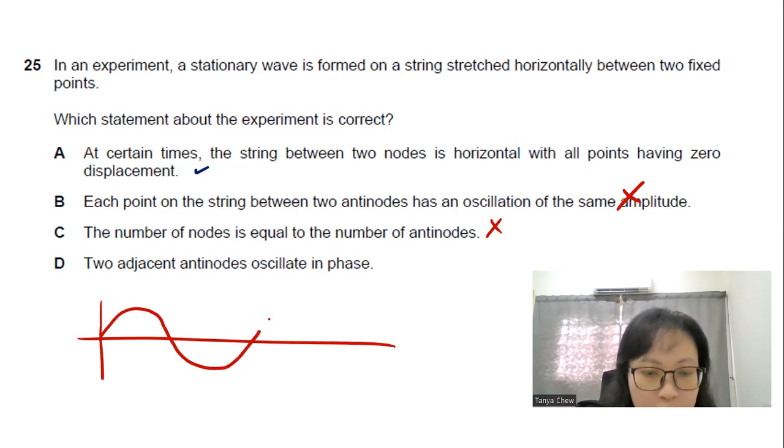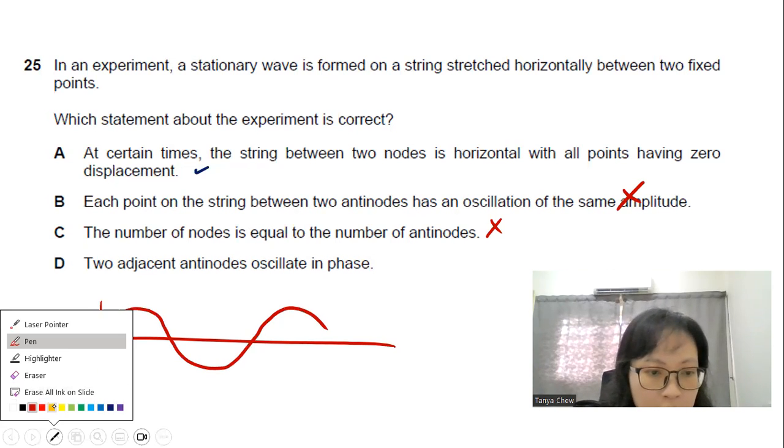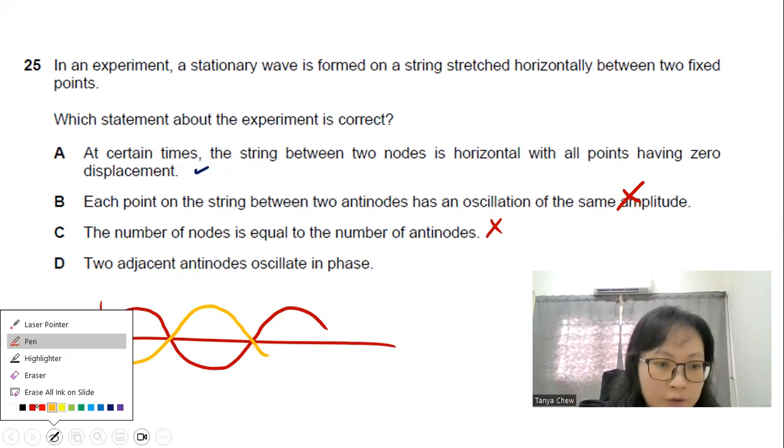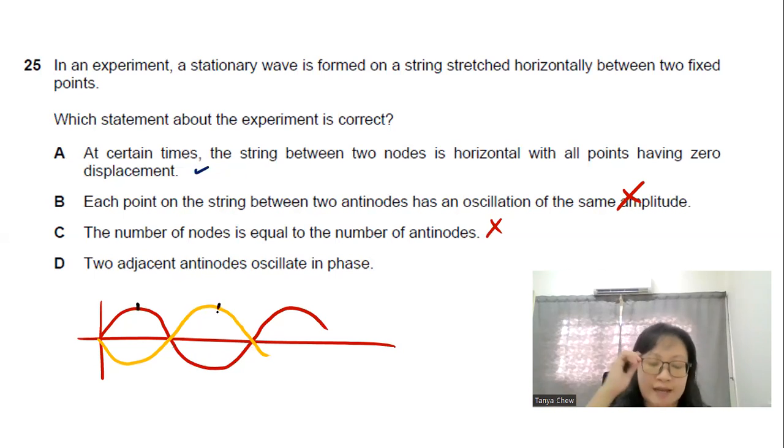Okay, so between two antinodes, I'm going to focus on two antinodes. Now, this is my first antinode. This is the second antinode. If you like the red wave, you just look at the red wave. If you like the yellow wave, you look at the yellow wave because stationary wave is being formed by the superposition of two opposite waves, right? So I like the red wave. So I'm just going to look at the red wave. So these are two antinodes. You see what happened?